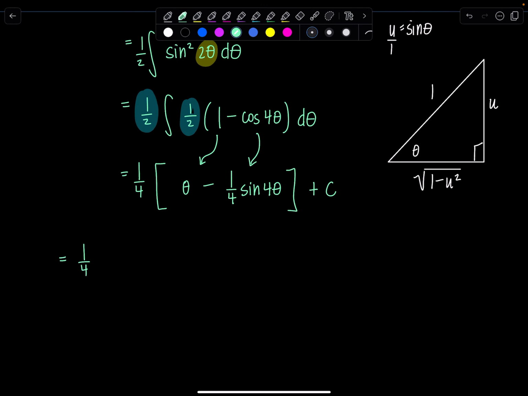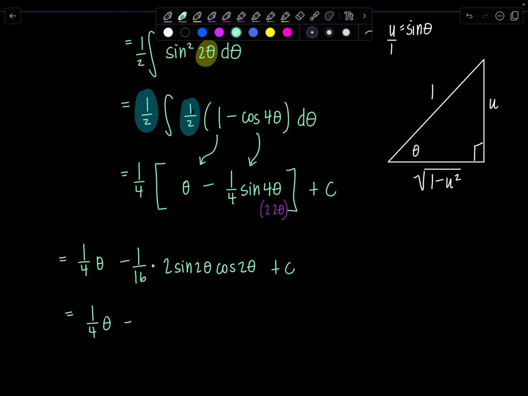Okay, so 1/4 theta minus 1/16 sine 4 theta. Remember, 4 theta is 2 times 2 theta. So I could write it as 2 sine 2 theta cosine 2 theta plus c. I did the double angle identity once. I need it once more because I still have 2 thetas there.